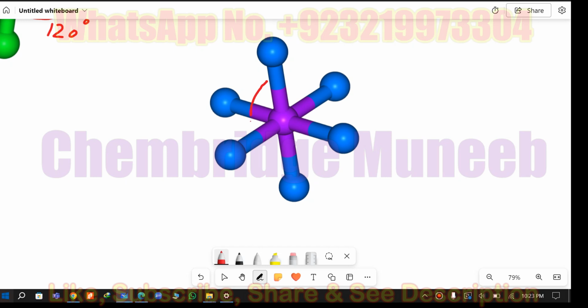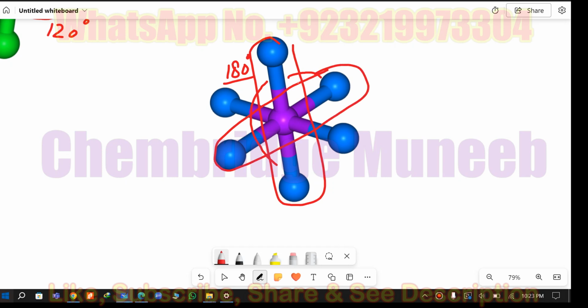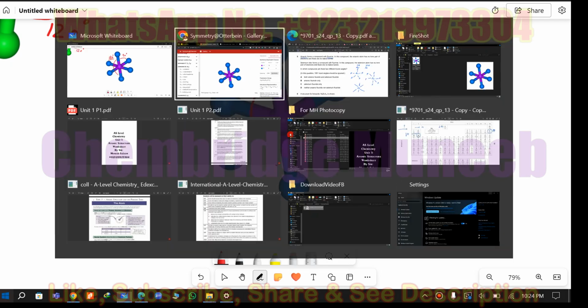So if we find this angle, it will come out to be 180 degrees, which is ignored, that is not considered. Now the angle between this atom and this atom: this one is vertical and the other one is in the horizontal plane, so the angle between the horizontal and vertical will come out to be 90 degrees. So these are at a 90 degree angle.